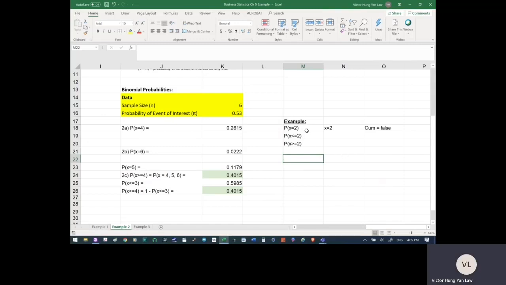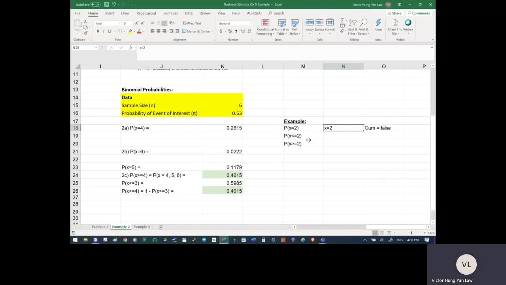So for the first scenario, we have the probability of x is equal to 2. We have x equal to a specific number. So when we use BINOM.DIST, we're going to put x equals 2. And then for the cumulative, we're going to put false. The reason we're putting false is because we're looking for x equal to a specific number.